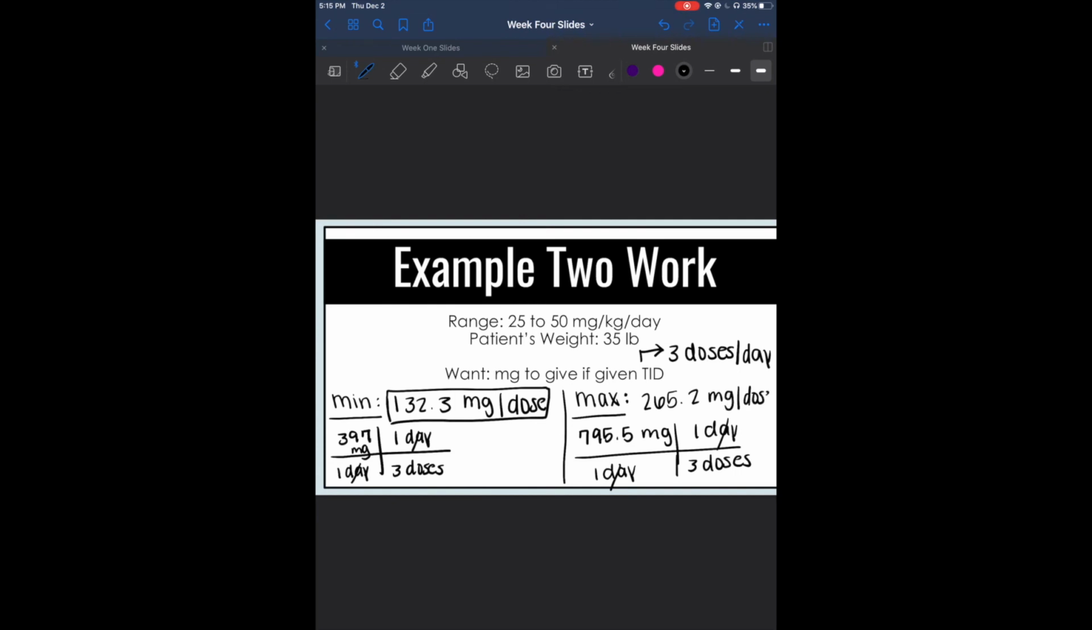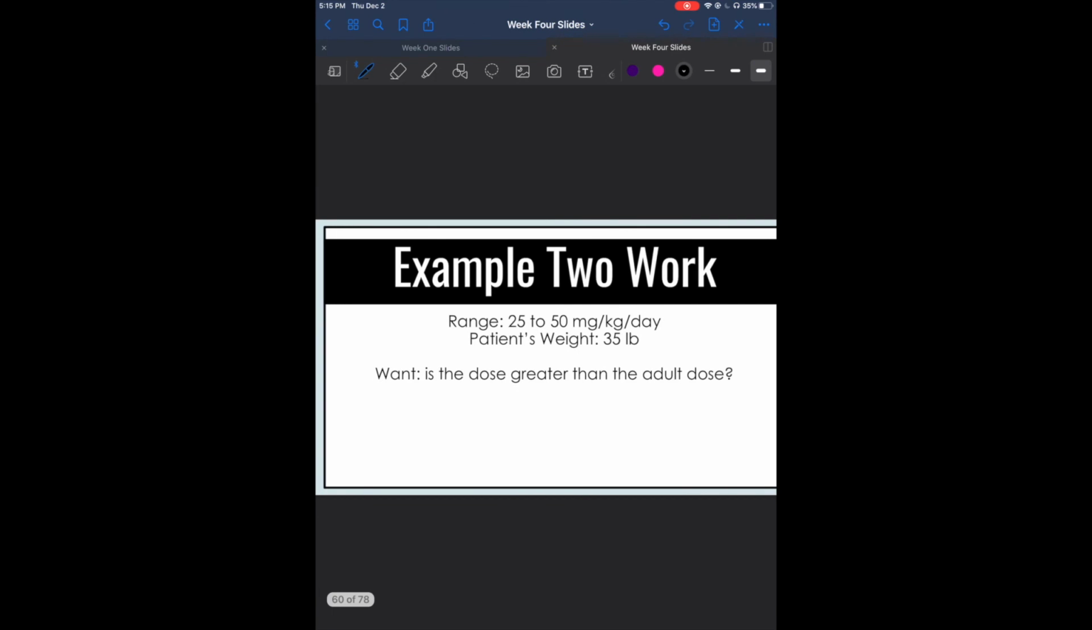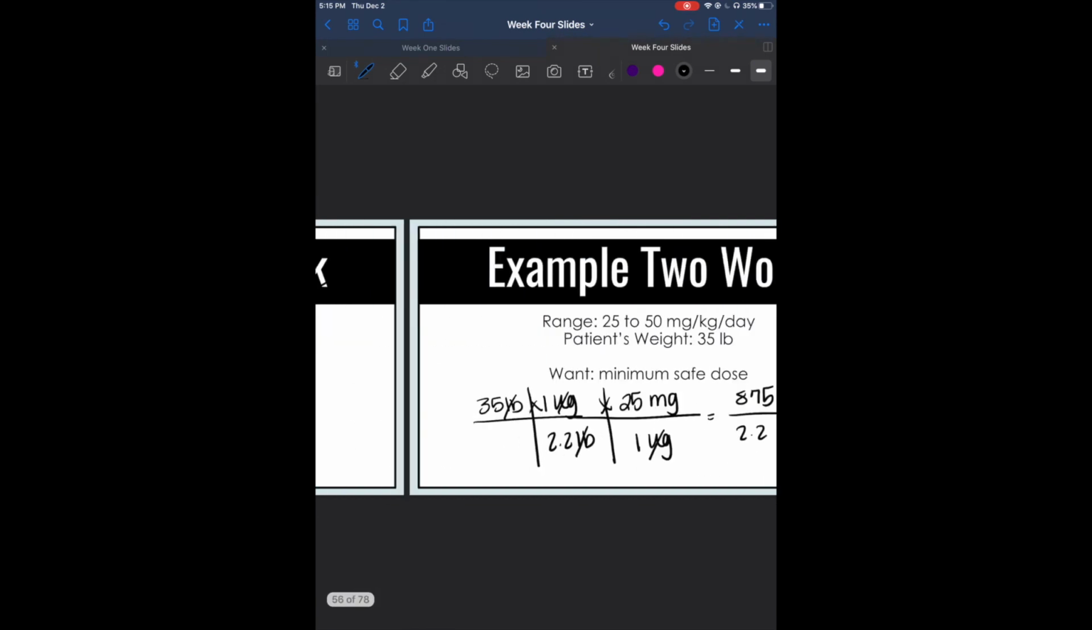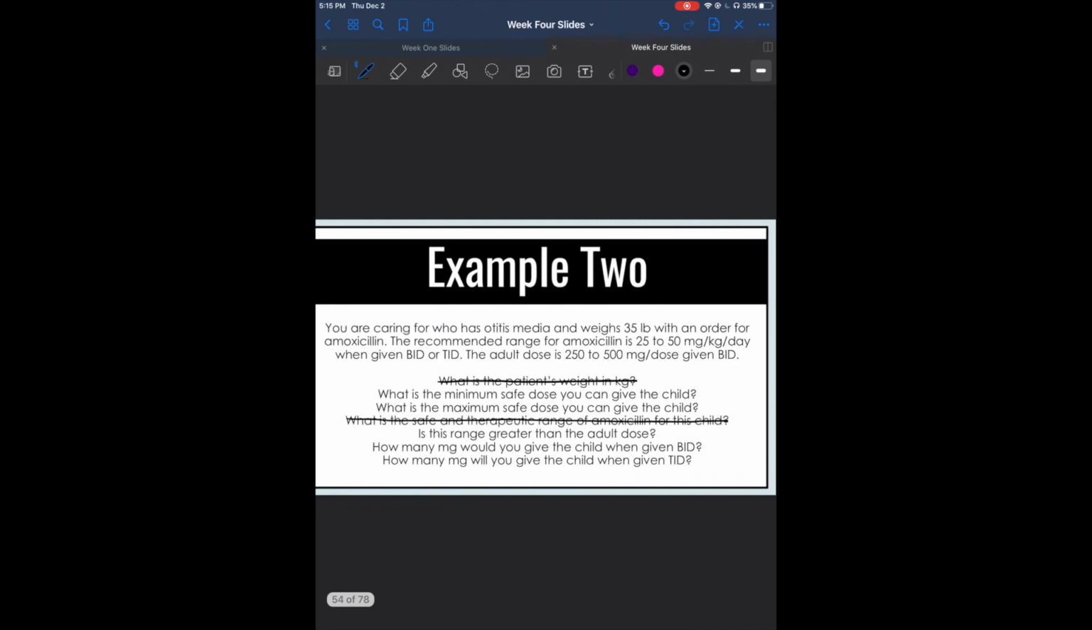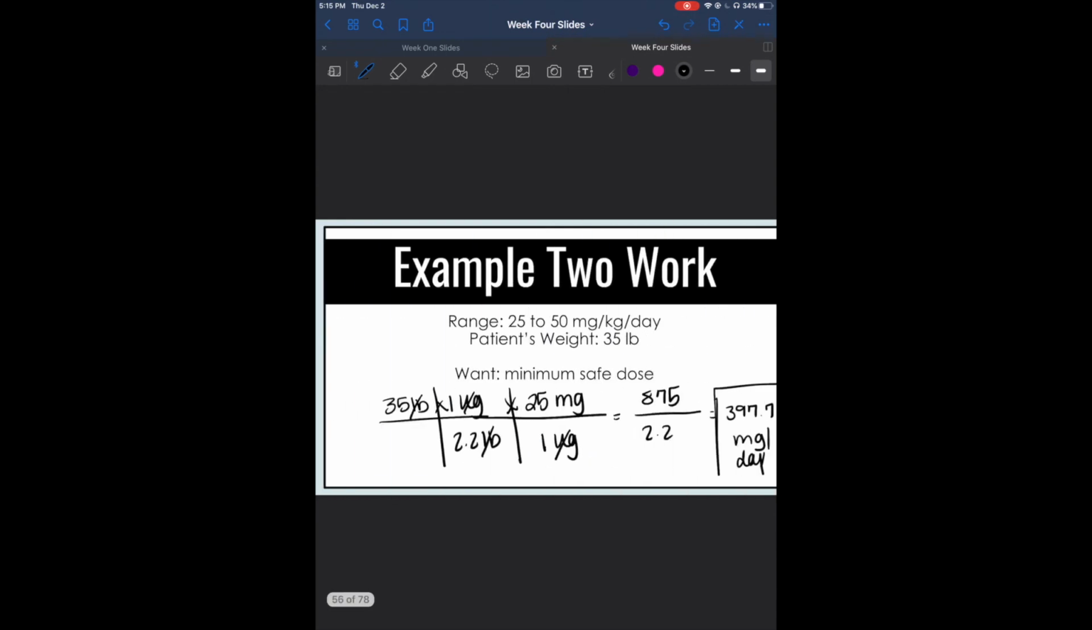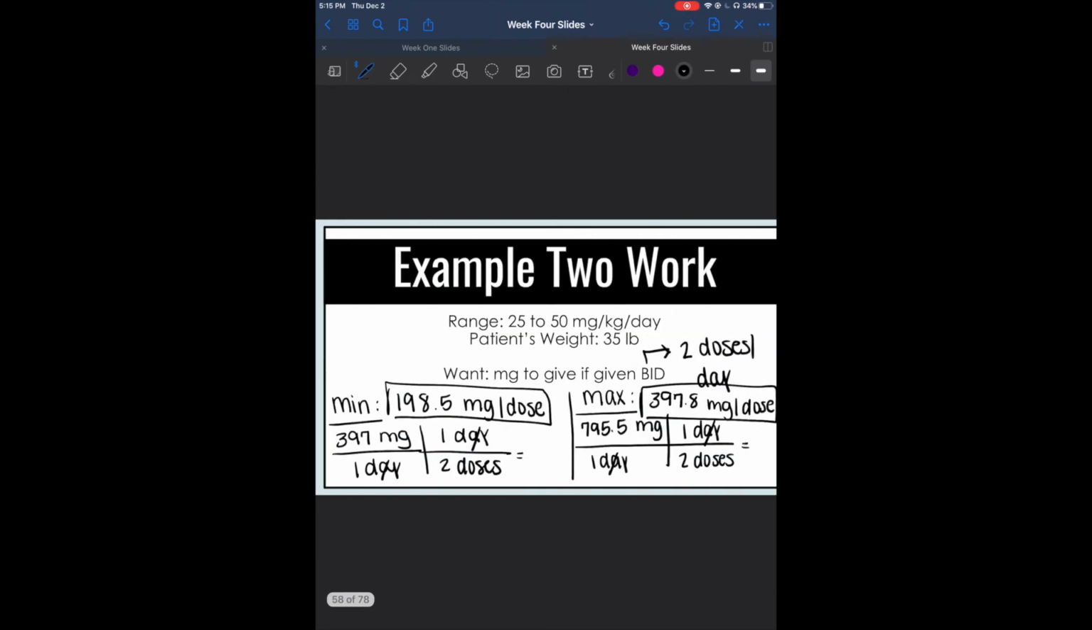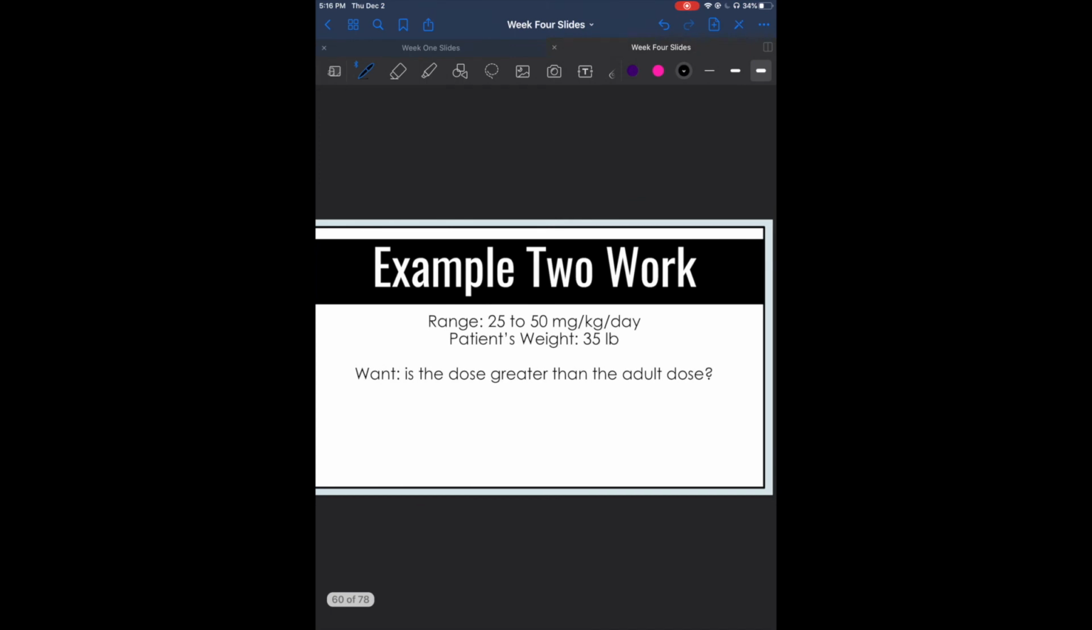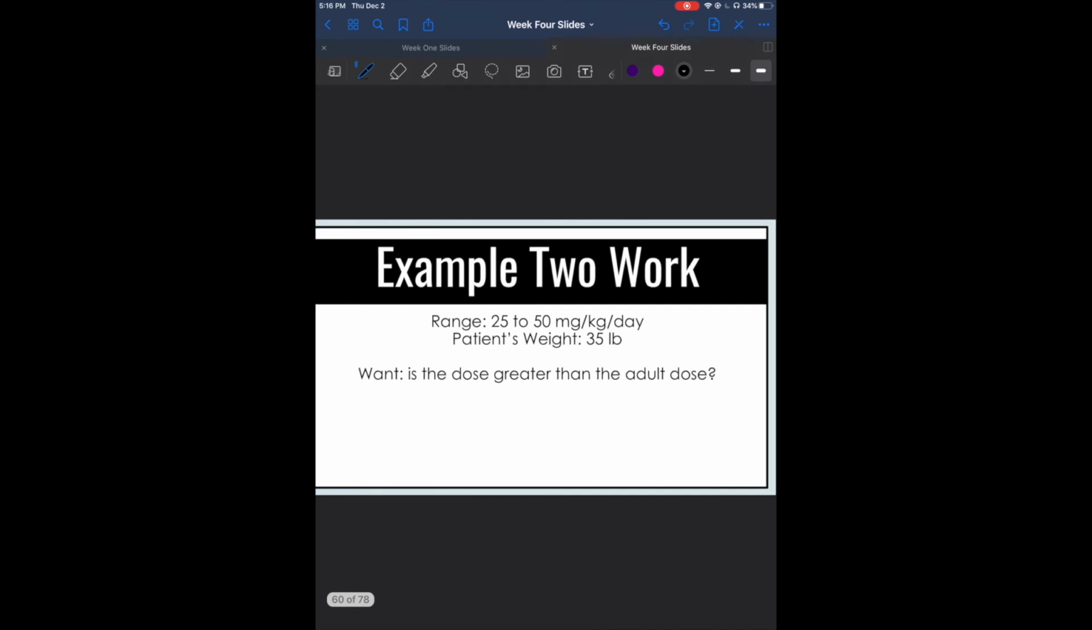So now, is our dose greater than the adult dose? Looking back, the adult dose is 250 to 500 milligrams per dose given BID. So looking at our BID, our kid can get 198.5 to 397.8, which does not exceed the adult dose.